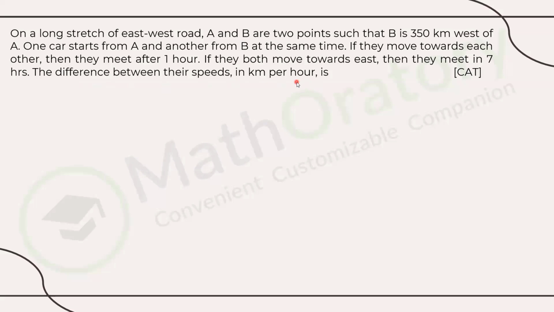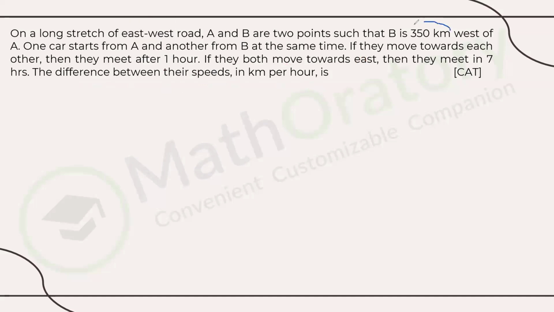If you know the basic idea of relative speed, when they are moving towards each other, we consider the sum of the speeds. And when we are moving in the same direction, as in the second scenario, we are bound to consider the difference of speeds. That's the question, the difference of speeds. So the first data that is provided is useless. I don't even have to draw a picture.